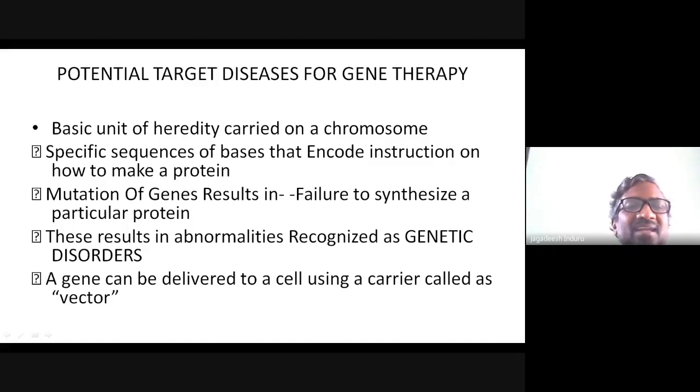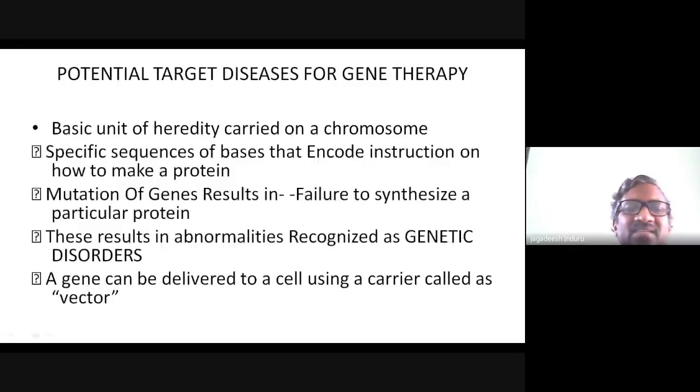If you are doing it, we need to attack a specific sequence of the bases that encodes the instruction for how to make a protein. We have problems in proteins, whether it is any growth hormone, or erythropoietin, or insulin, or anything. Such proteins are what cause a lower or higher effect. So we have got to attack them. So those sequences only we need to look at. This is actually the target which we need to see in gene therapy.